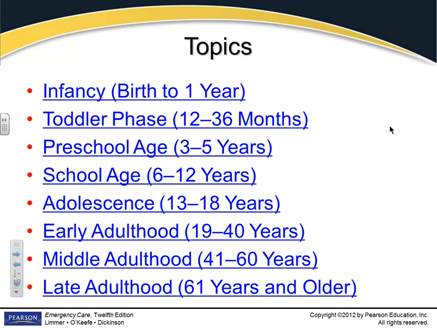So you see that it's going to give you the heart rate for your infant, the respiratory rate, and your typical systolic blood pressure. So looking at infancy, birth to 1 year; toddler phase, 12 months to 36 months; preschool age, 3 to 5 years; school age, 6 to 12; adolescent, 13 to 18. Then in adulthood, we're dividing it between early, 19 to 40, middle, 41 to 60, and late, 61 and up. And we're going to see different things in different parts of it.